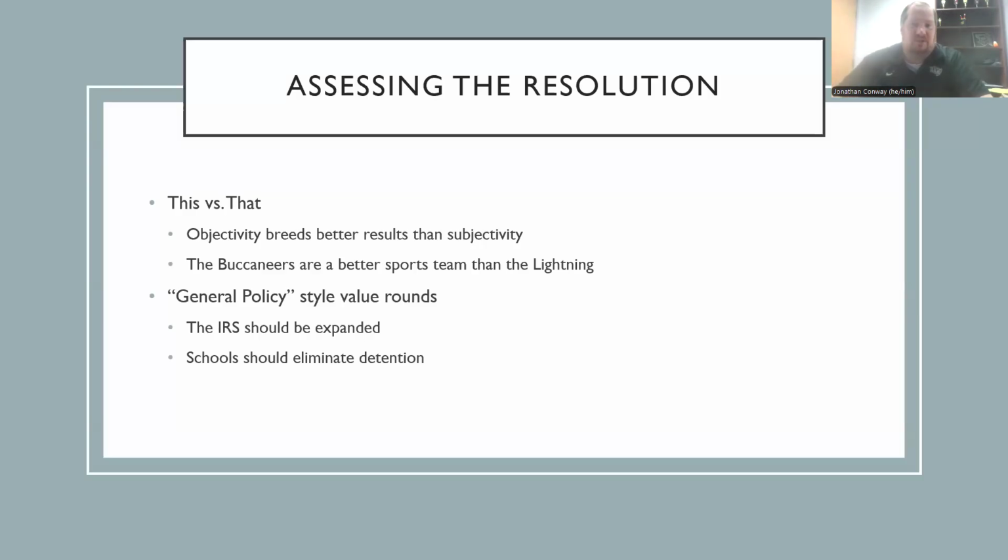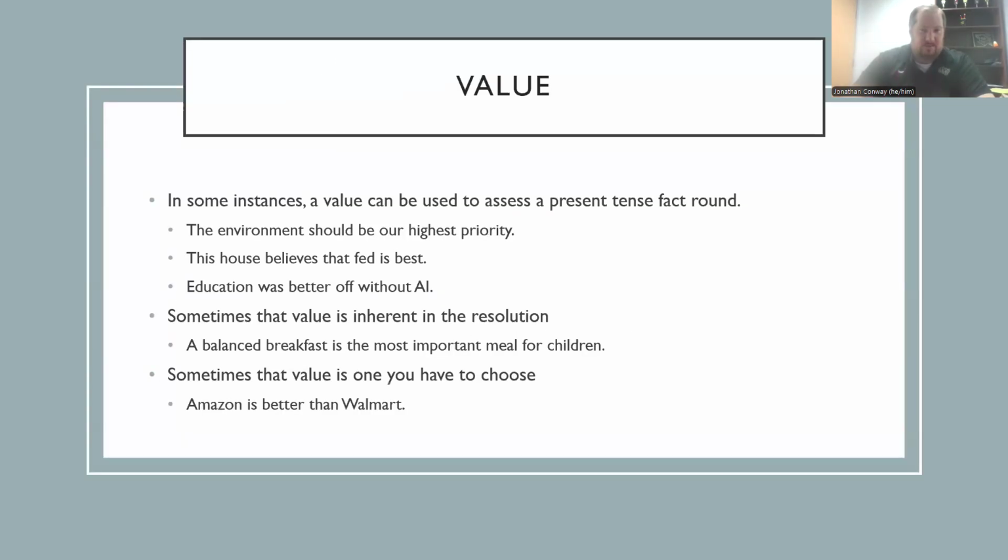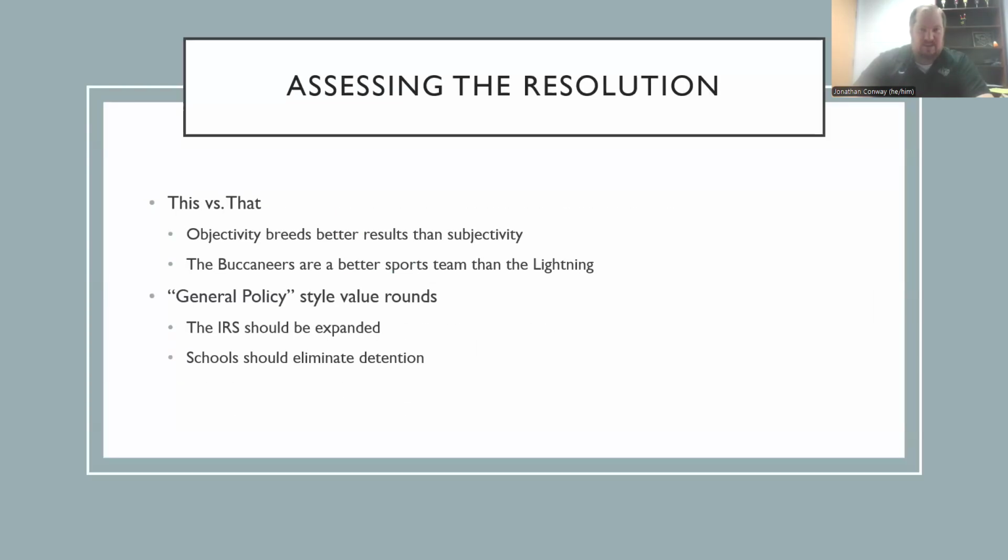The Buccaneers are a better sports team than the Lightning, right? So you're talking about Tampa Bay's football versus Tampa Bay's hockey team. Again, the this or that, the better language leads you more towards a value. So this Walmart Amazon one could go either way. So you see how that's sort of a little ambiguous, and that's another reason you shouldn't necessarily press someone, but should always ask for disclosure.